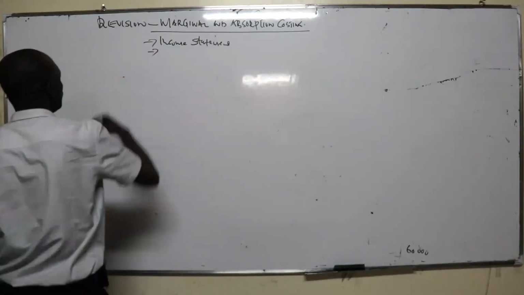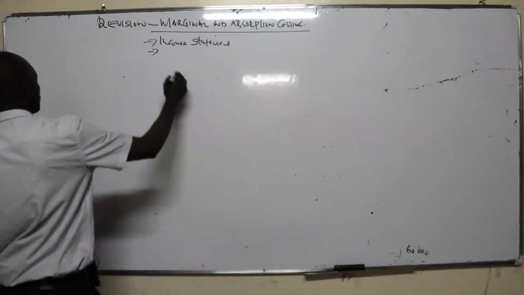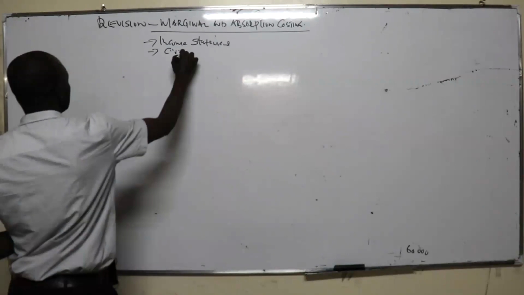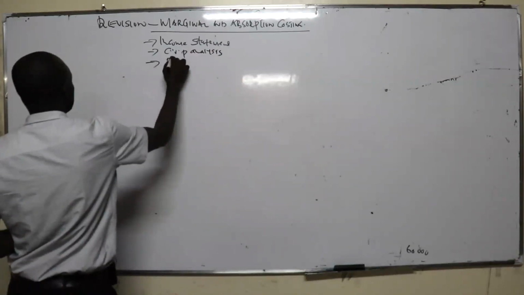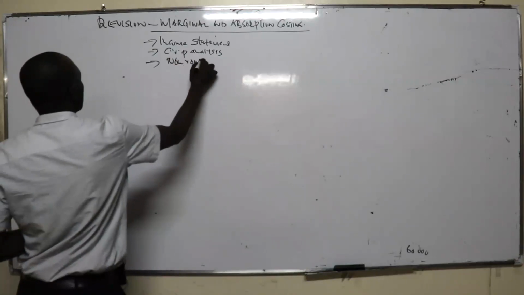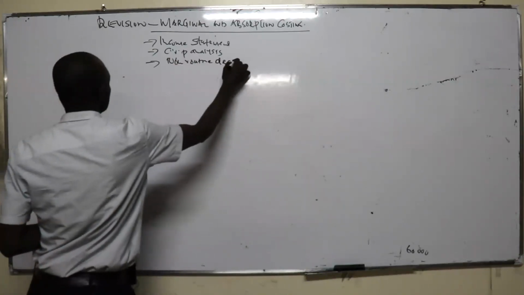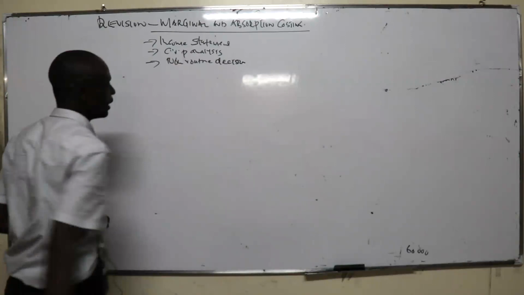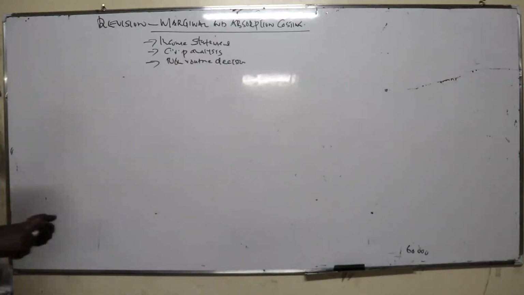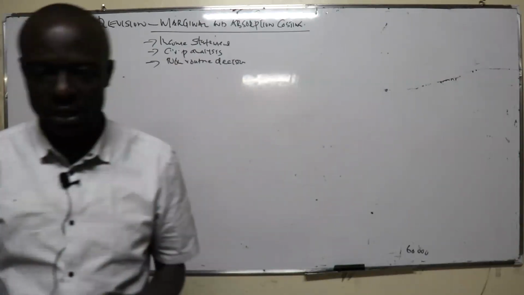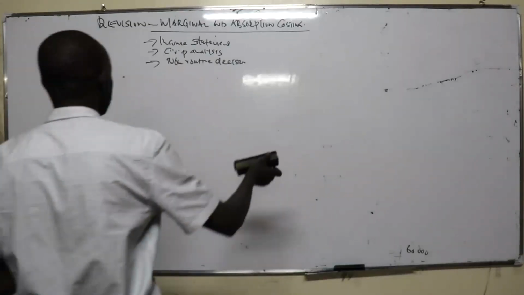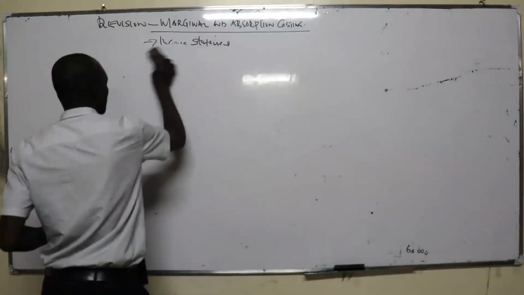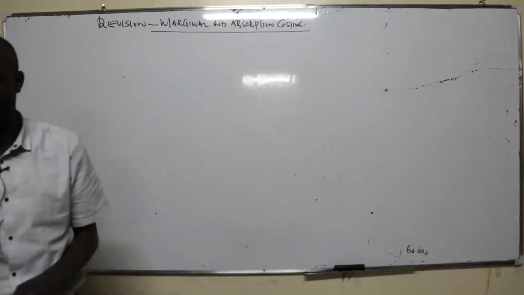Number two, you're supposed to know what we call CVP analysis. And number three, non-routine decisions. Those are these, and more. We're going to focus on the income statement and CVP analysis. The non-routine decisions, we're going to look at them later on, but mostly our main focus is going to be the income statement under marginal and absorption costing.